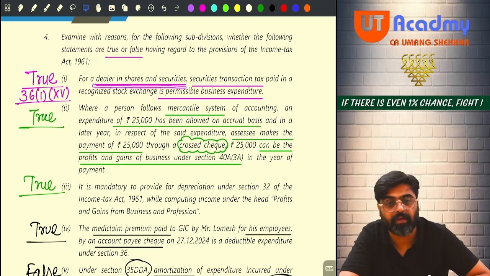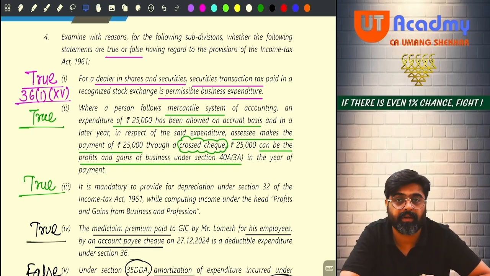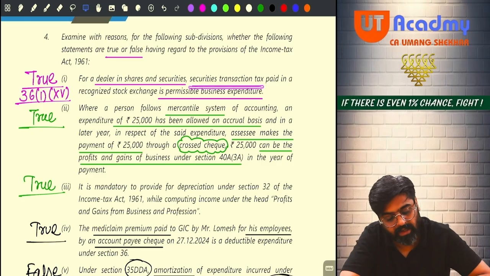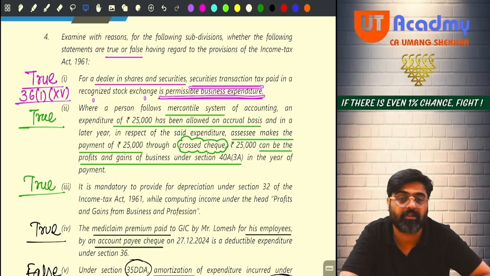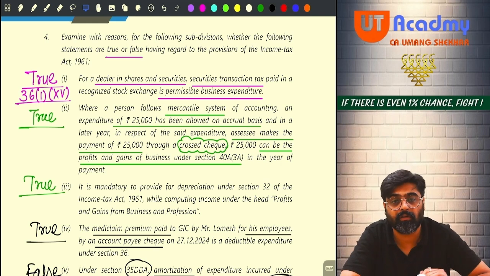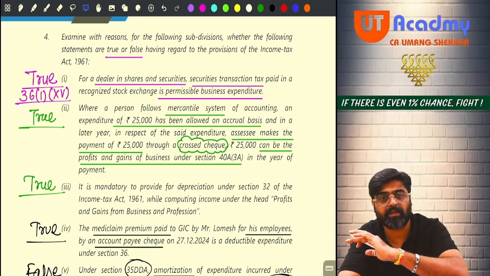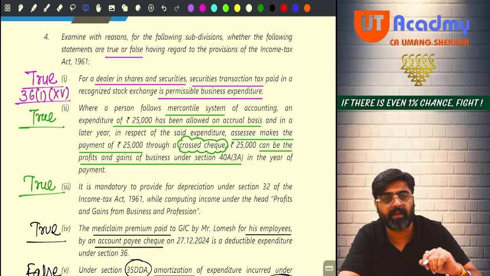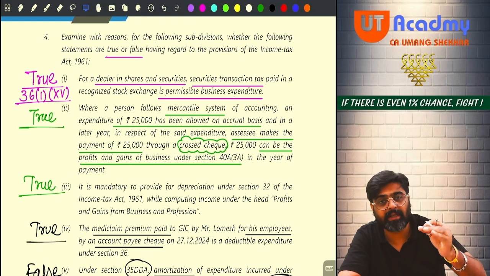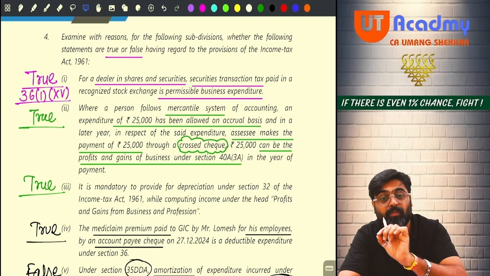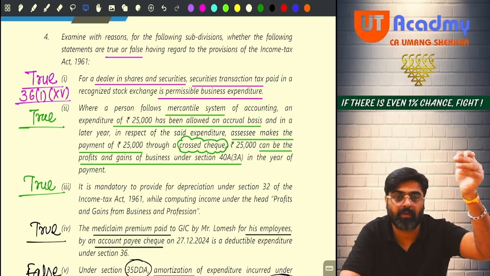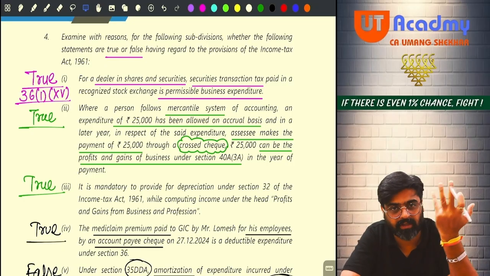For a dealer in shares and securities, you are a dealer. Dealer in shares and securities means for you the shares and securities are stock in trade. Securities transaction tax paid in a recognized stock exchange is permissible business expenditure, meaning it is an allowable business expenditure. Is it true or false? True. For a dealer in shares and securities, buying and selling of shares and securities on a recognized stock exchange, this transaction will result in his PGBP income. So any STT paid on those buying and selling transactions as per 36 subsection 1 clause 15 will be allowed as a deduction. So the statement is true.